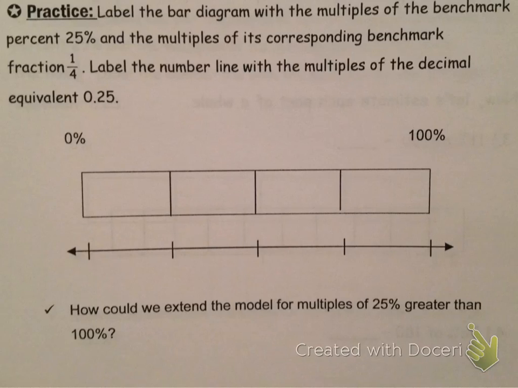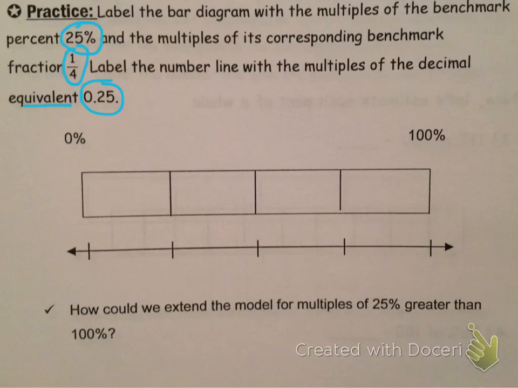So it says, label the bar diagram with the multiples of the benchmark percent, 25%, and the multiples of its corresponding benchmark fraction, 1/4. Label the number line with the multiples of the decimal equivalent to 25 hundredths. So what this question is asking us is to write the percents, the fractions, and the decimal version of 25, 1/4, and 25 hundredths.